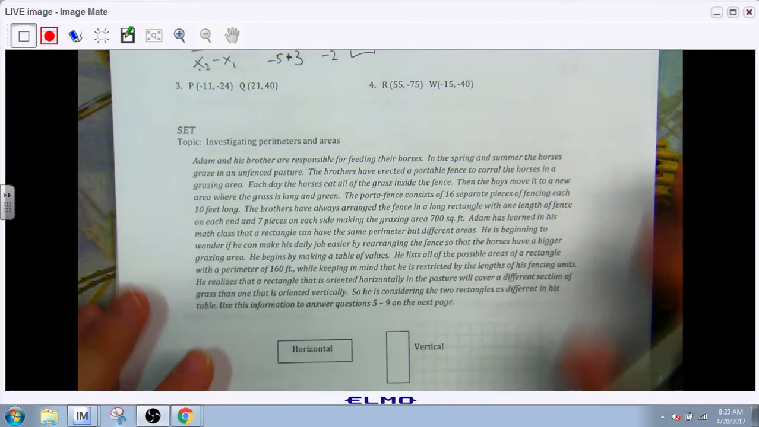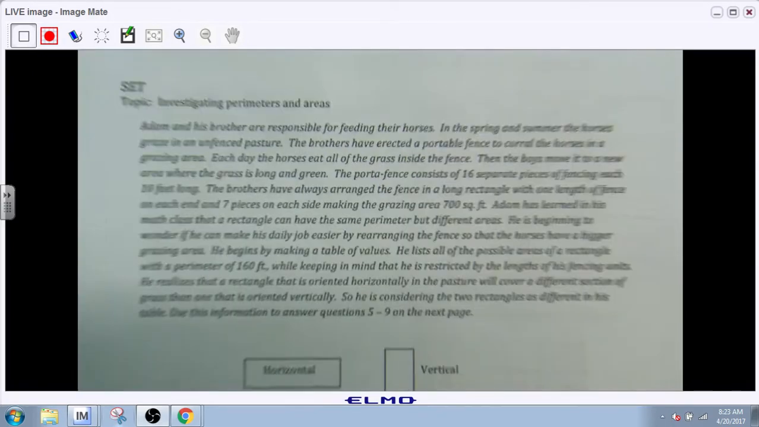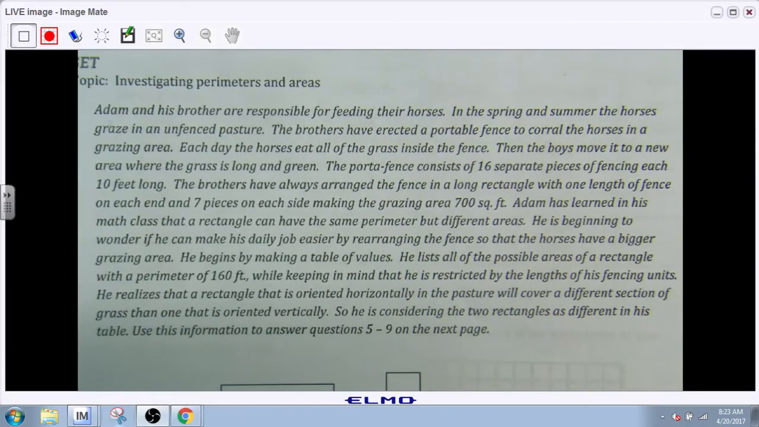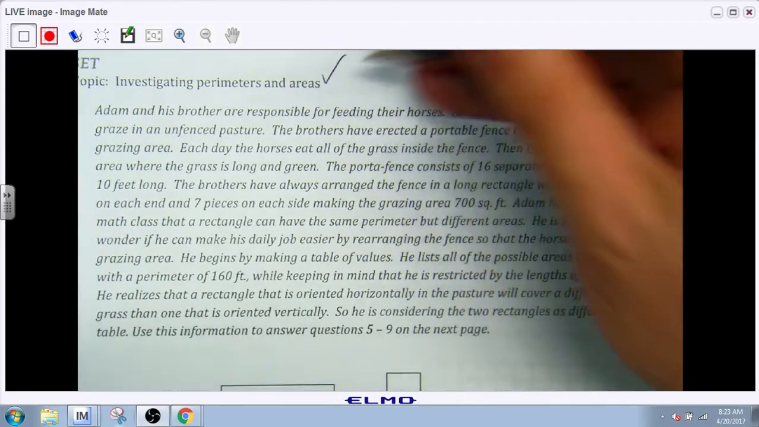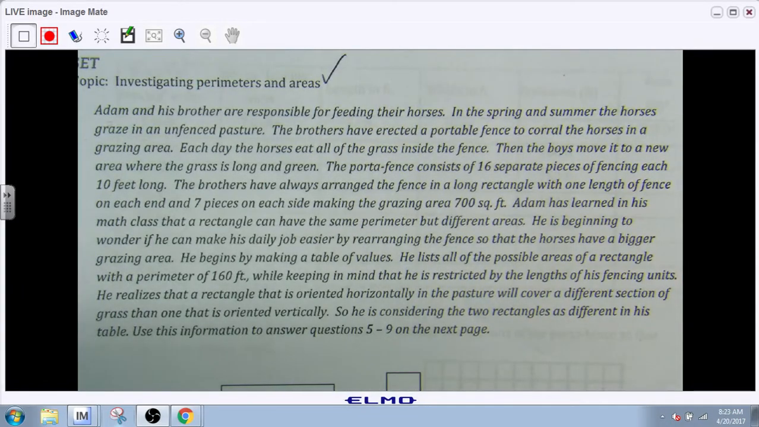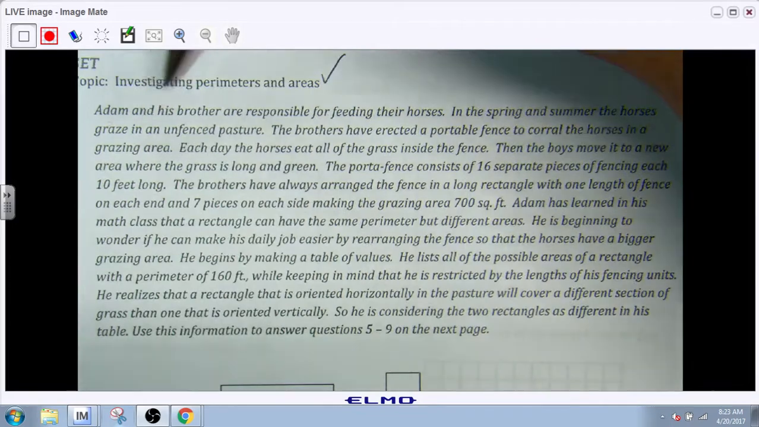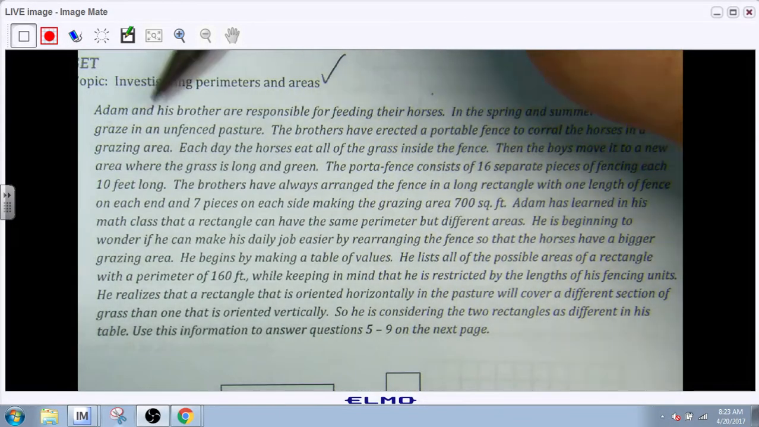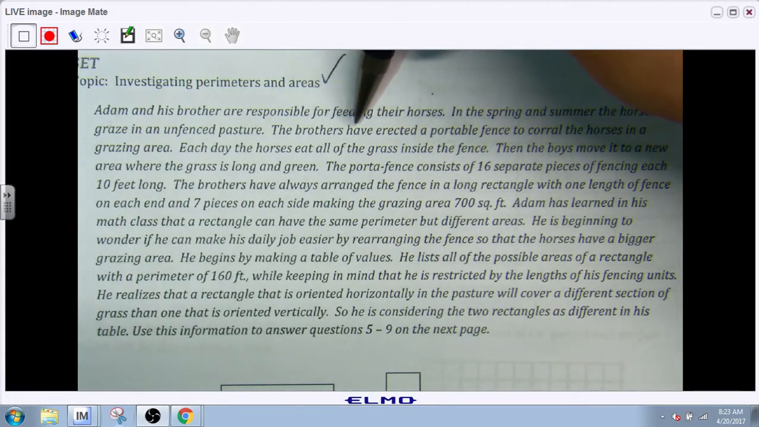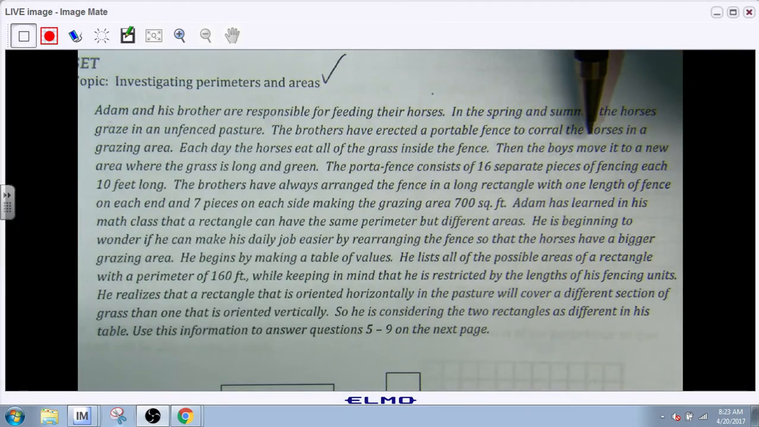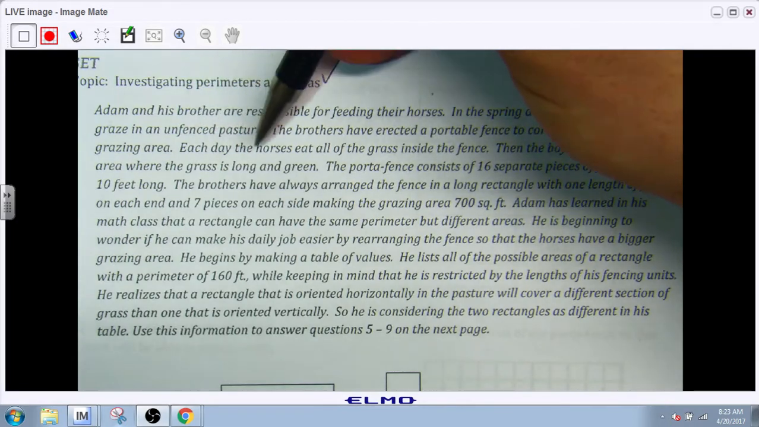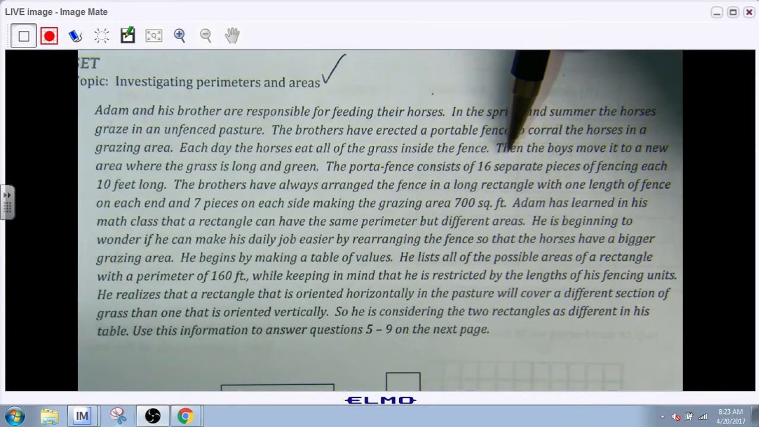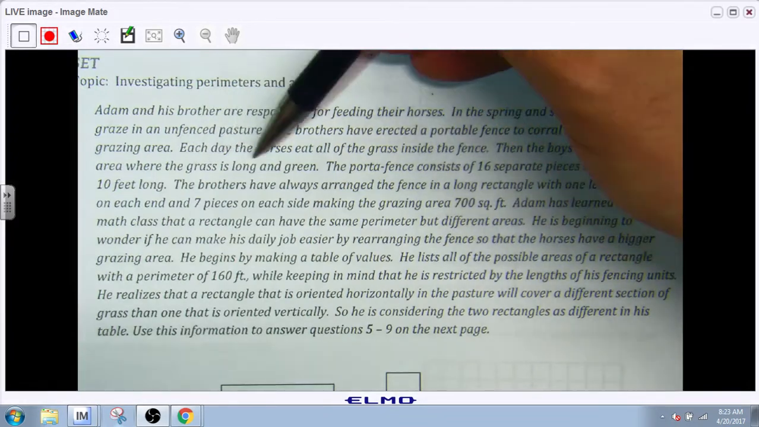The next section is a little bit more in depth, so I'm going to go over it real briefly with you guys. I'm not going to be able to do all of it because you need to do all of it. In doing this process, you're learning a lot about the relationship between perimeter and area. And this is going to be an important relationship when we talk about quadratics. But Adam and his brother are responsible for feeding their horses. In the spring and summer, the horses graze in an unfenced pasture. The brothers have erected a portable fence to corral the horses in a grazing area. Each day, the horses eat all the grass inside the fence. Then the boys move it to a new area where the grass is long and green.